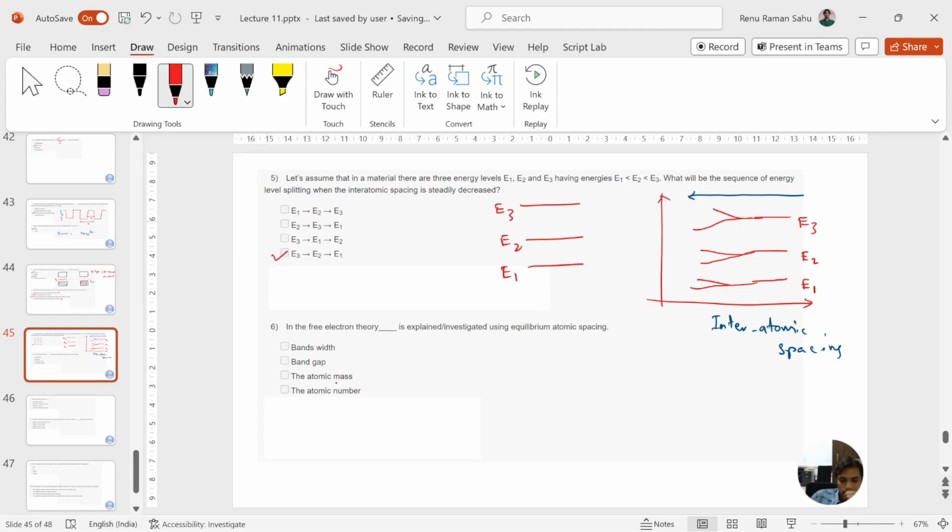The free electron theory is explained administratively using equilibrium atomic spacing.